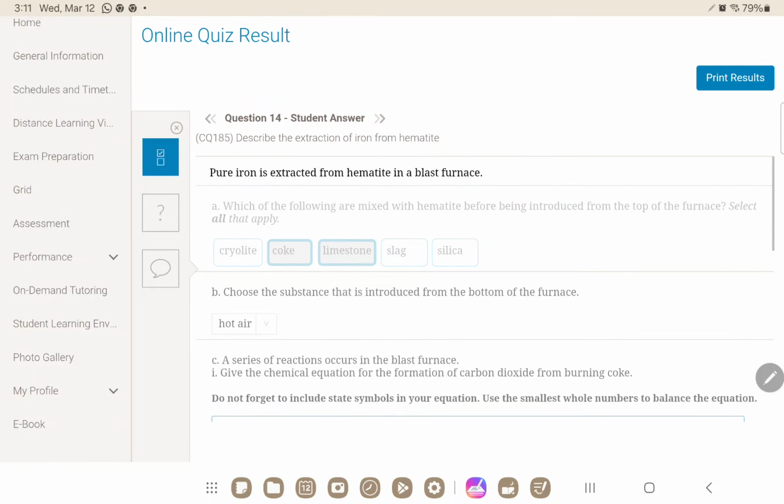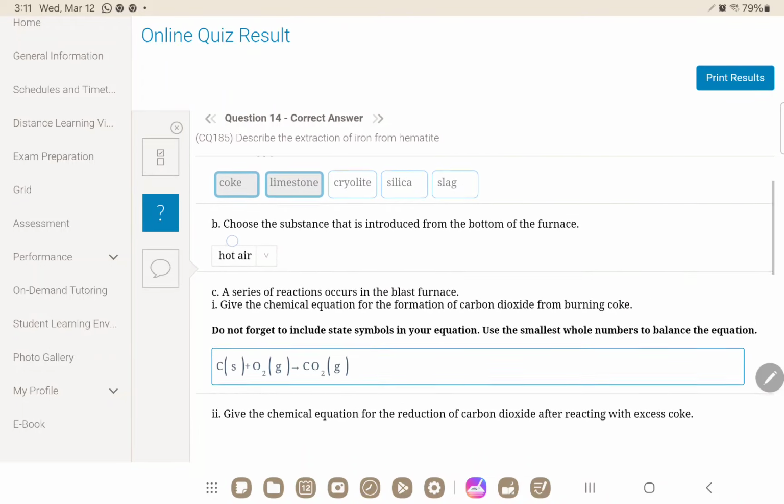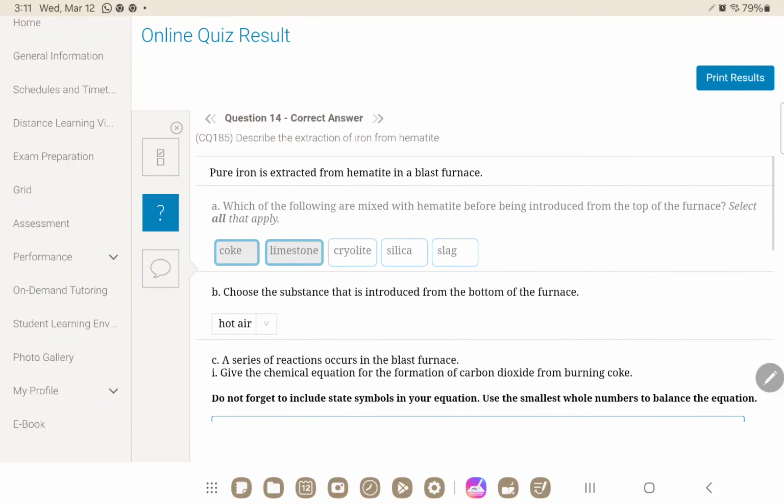Okay, this question, I don't know why it's telling me it's wrong, even though I wrote the exact same answer as the mark scheme, but sure. Which of the following are mixed with hematite? We need to mix before the on top. When you see the word on top, it's hematite or magnetite, coke, and limestone.